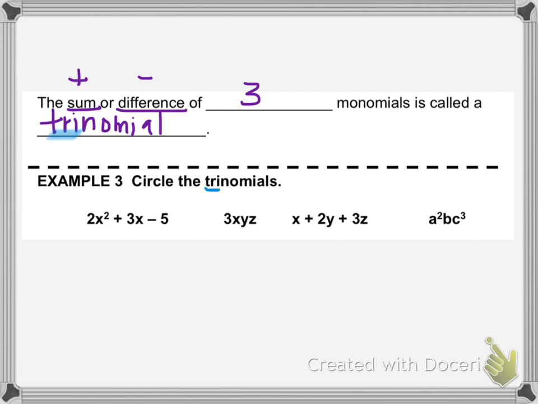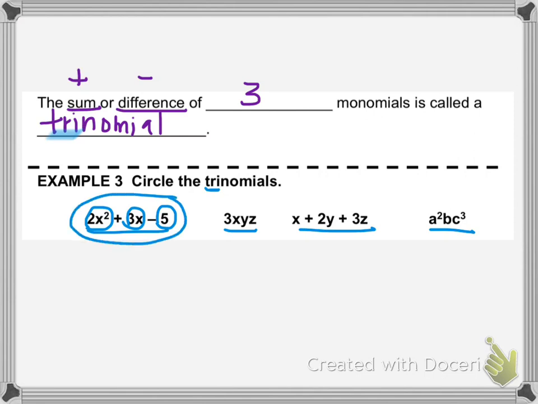We also have 4 expressions. So remember, each of these is called an expression. We're trying to name the type of expression it is. Okay? So in the first expression, I have 1, 2, 3 monomials, which means the whole thing is a trinomial.